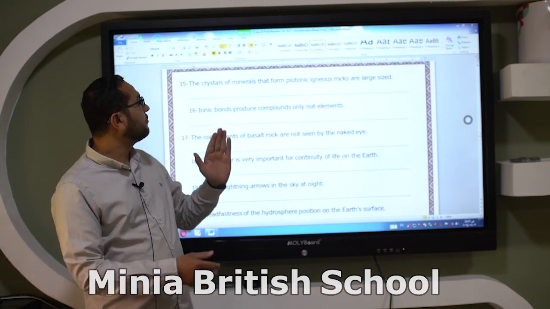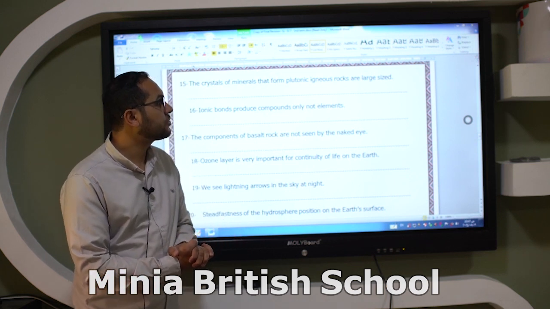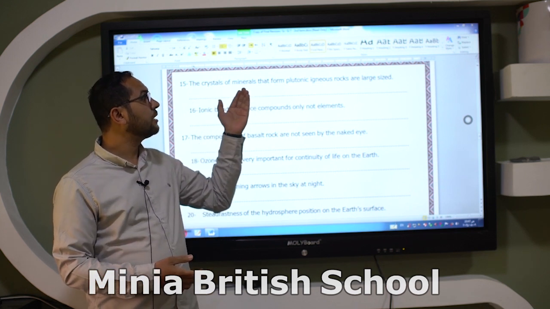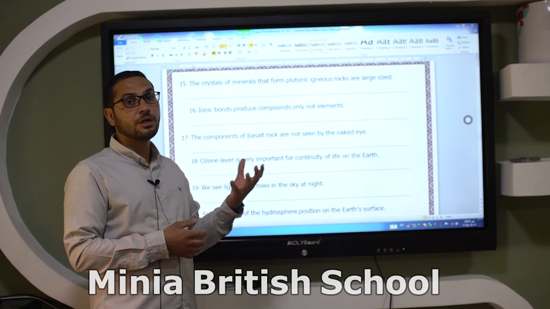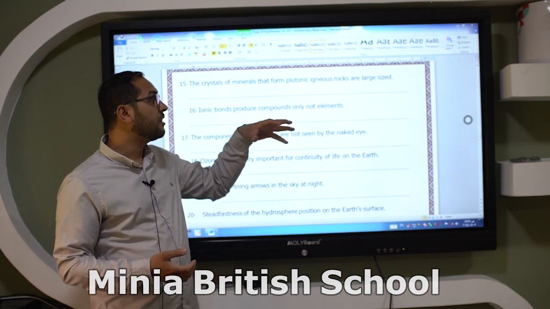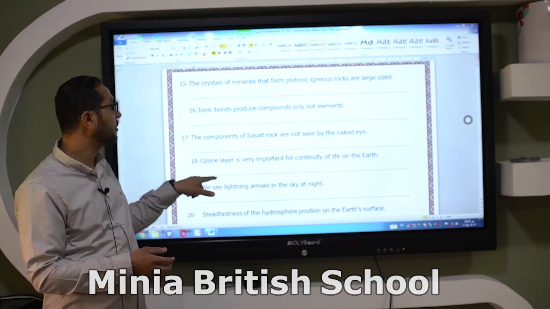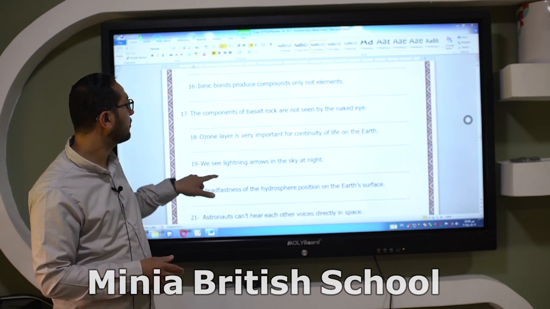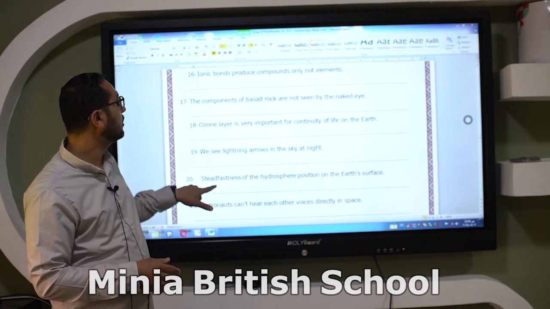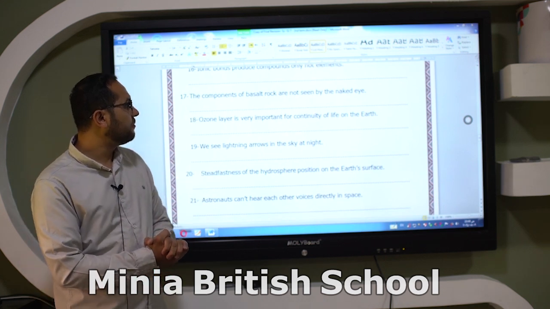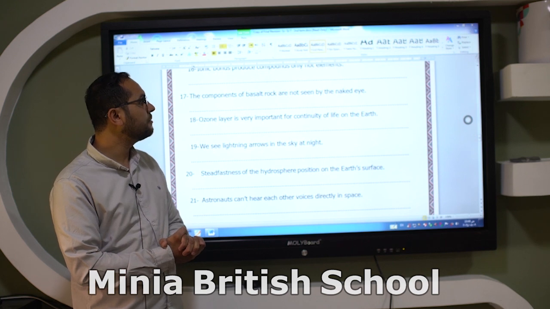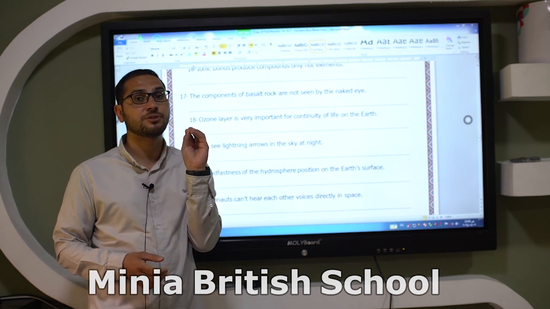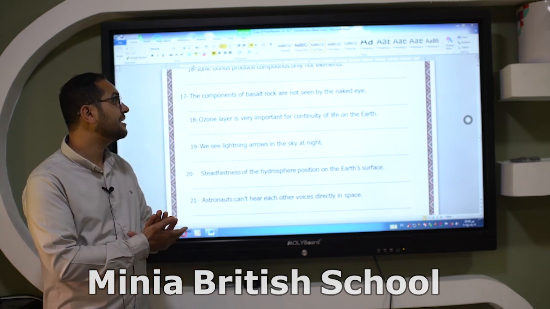The crystals of minerals that form plutonic igneous rocks are large sized. Why? Because plutonic igneous rocks took a long time to crystallize, so they have large crystals, and they form under the earth. Number 17, the components of basalt rock are not seen by the naked eye because they have small crystals, so they can't be seen by the naked eye.